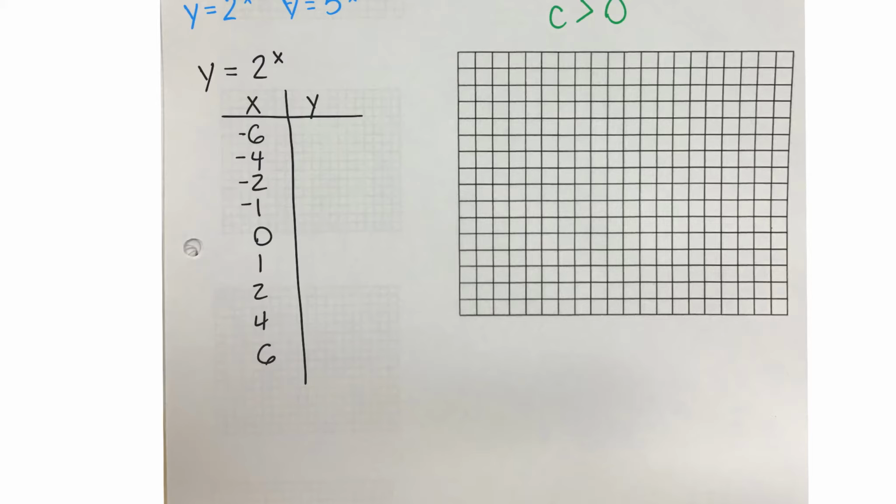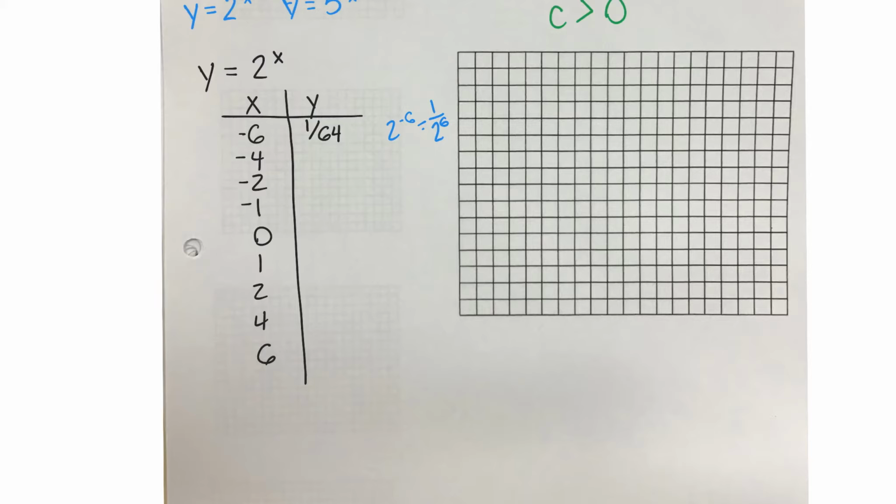Now, if I do this, my first x is -6, so I'm going to have 2 to the -6. We just talked about what a negative exponent does. Isn't that the same as 1 over 2 to the 6th? And what's 2 to the 6th? 64. So this is 1/64.